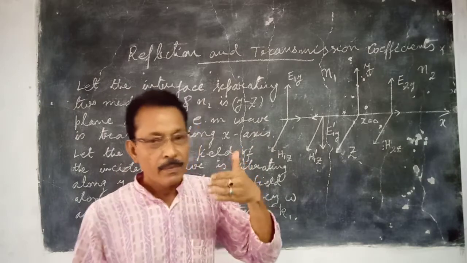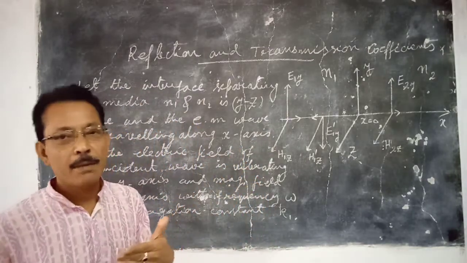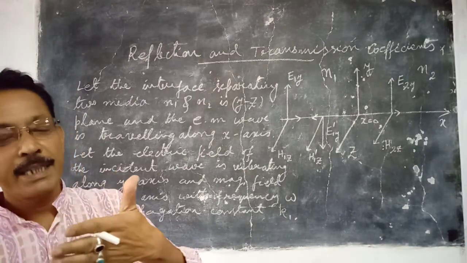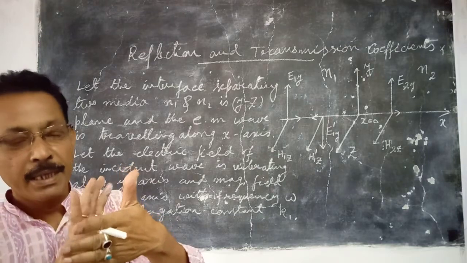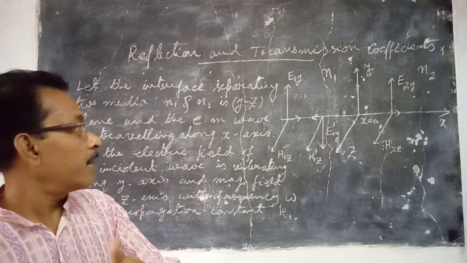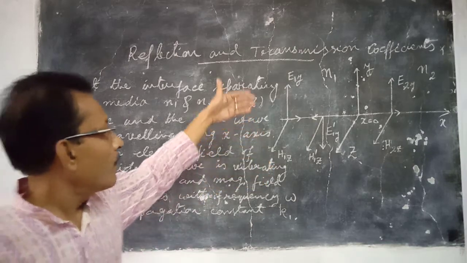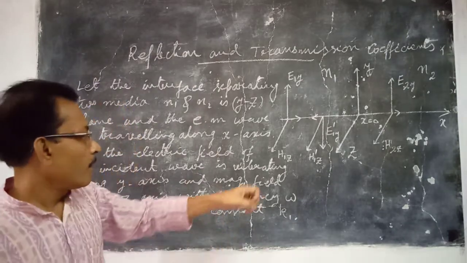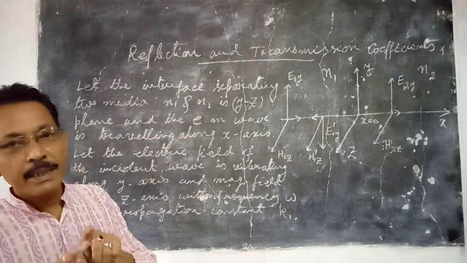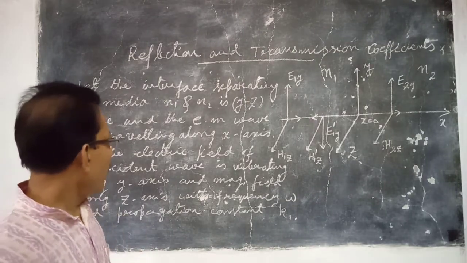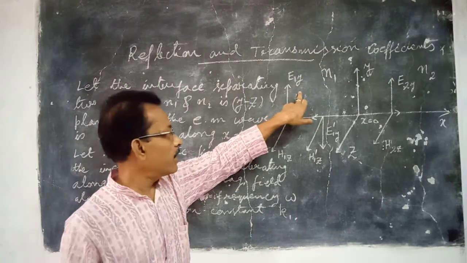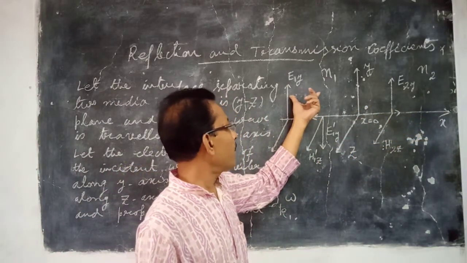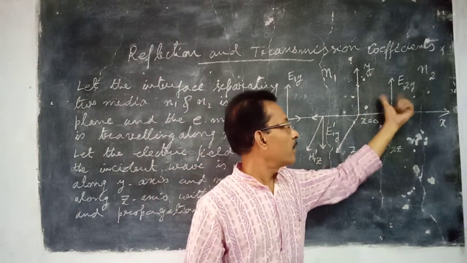Actually in the electromagnetic wave, the electric and magnetic fields are vibrating. Suppose this is the x direction, it is traveling along the x-axis. Then in the yz plane, the electric and magnetic fields will vibrate randomly in all directions. But here we consider a polarized wave, so that the vibration of the electric field is confined in a particular direction along the y-axis, and the vibration of the magnetic field is confined along the z-axis. Now, the frequency of the waves is the same, omega, and the propagation constant in medium 1 is k1 and in medium 2 is k2.